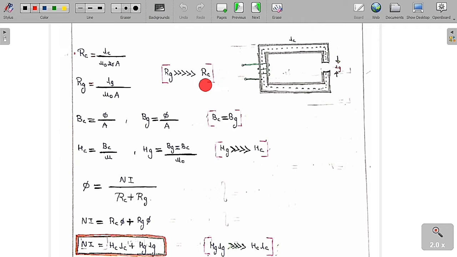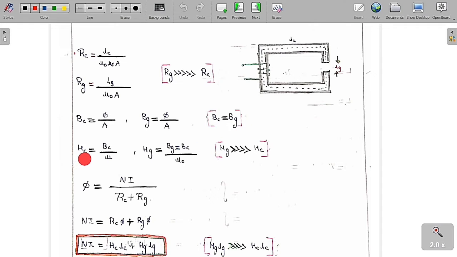Flux always prefers to pass through the core rather than the air gap. Now, magnetic flux density. Magnetic flux density is equal to flux per area. In the core and in the air gap, flux per area is the same in both cases. So the magnetic flux density in the core is equal to the magnetic flux density in the air gap.